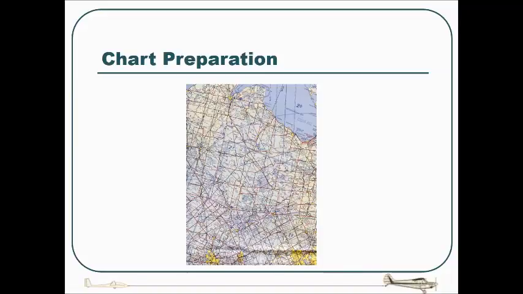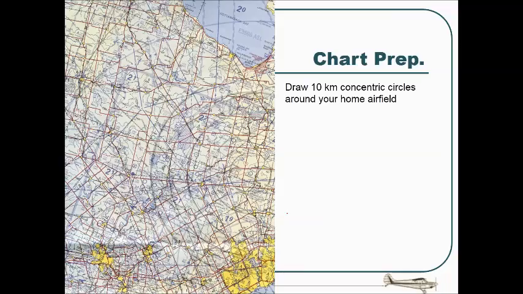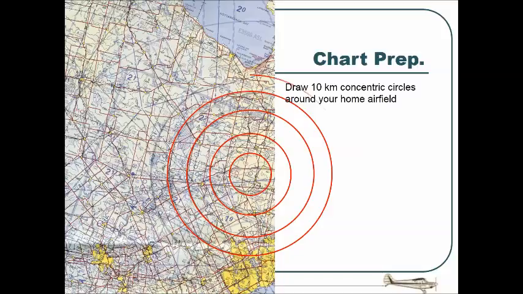Having done that with this map, Great Lakes is down in this area here somewhere. I'm just trying to locate it. So in preparing your chart, the first thing you want to do is draw 10 kilometer concentric circles around your home field. By that, we mean we're going to draw a circle around our home field 10 kilometers away, one 20 kilometers away, 30 kilometers away, and so on. So you would draw these on the map.